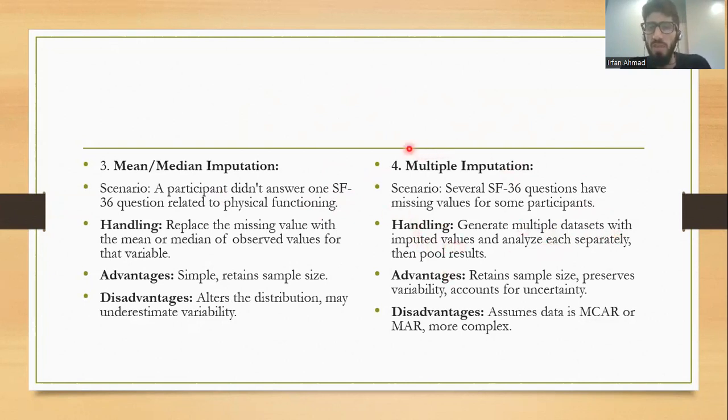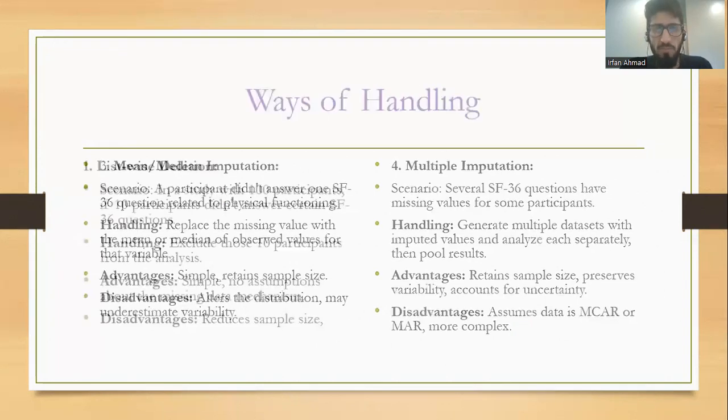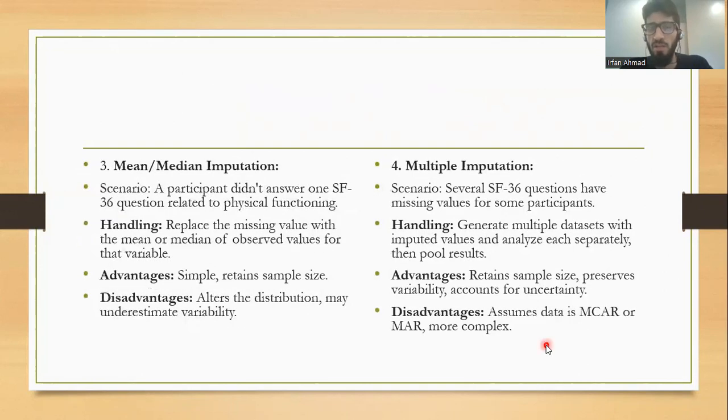Actually, I explained this method in detail in the sleep quality index questionnaire video. I will put the link in the description. If you want to learn more about this method, you can go to that video, where I explain it in detail. The advantages are that it retains sample size, preserves variability, and accounts for uncertainty. The disadvantage is that it assumes data is MCAR or MAR, a type of missing data that I discussed in the previous slides.